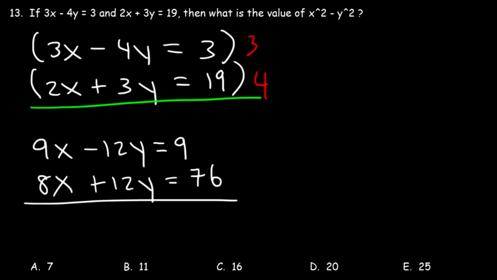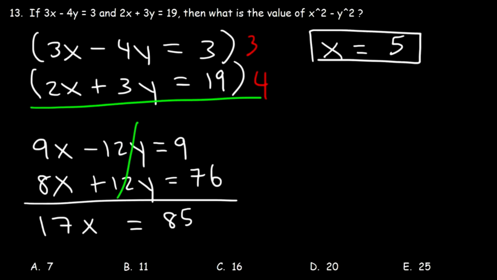Now let's go ahead and add these two equations. So the y variables will cancel. 9 plus 8 is 17. And 76 plus 9 is 85. So now let's divide both sides by 17. So what is 85 divided by 17? 85 divided by 17 is 5. So that's the value of x. Now let's go ahead and calculate the value of y. So we can use any one of the equations that we need to.